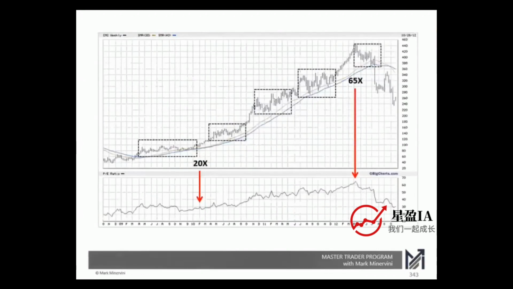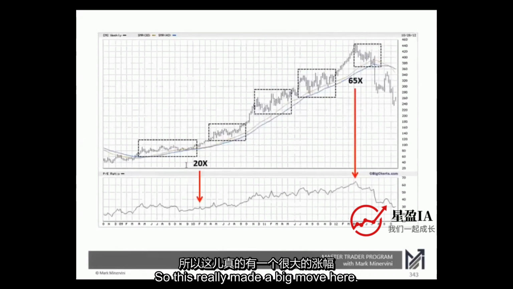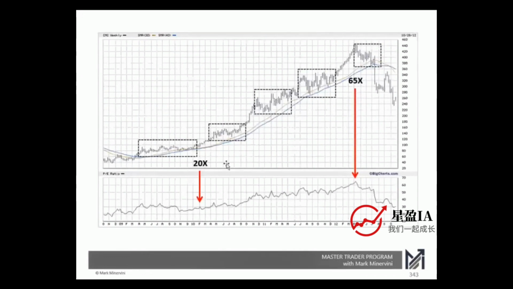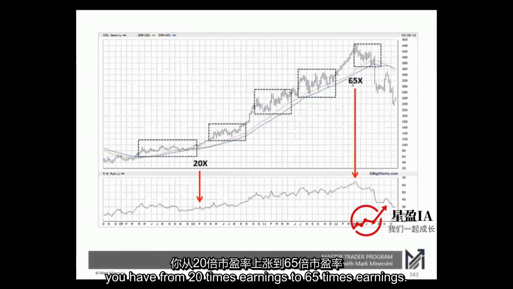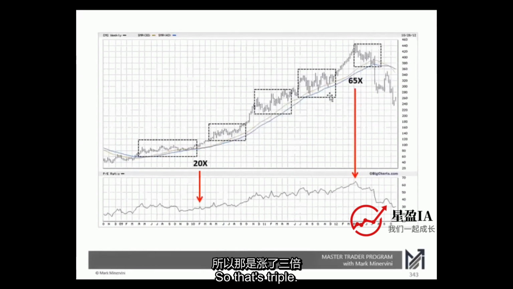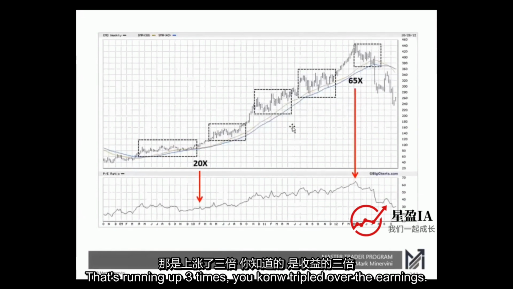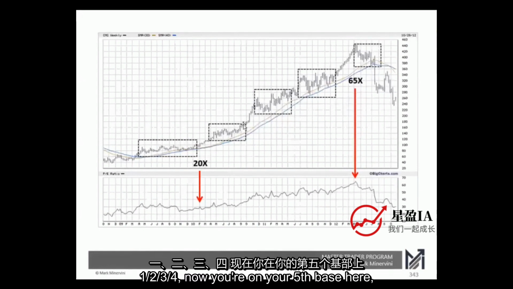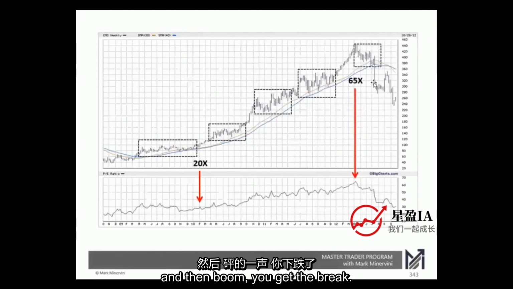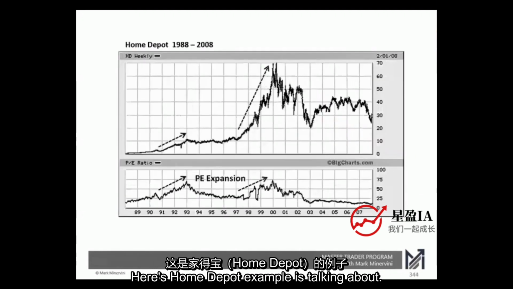CMG, here's another one. This really made a big move as far as the PE is concerned. You went from 20 times earnings to 65 times earnings. That's triple, running up 3 times over the earnings. 1, 2, 3, 4. Now you're on your 5th base here, and then boom, you get the break, you're coming off here, and that's the top.